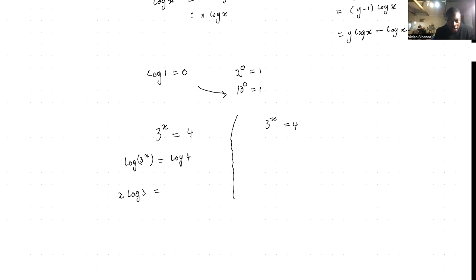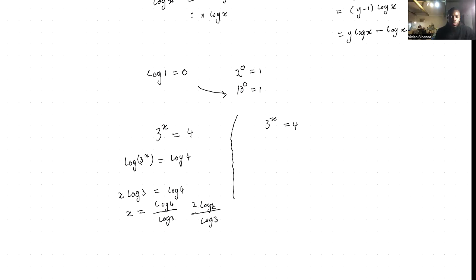Note that you want to make x the subject, so you simply have to divide both sides by log 3. That cancels that one. So you have log of 4 divided by log of 3. That's your simplified answer. You can also simplify this as 2 log of 2 divided by log of 3.